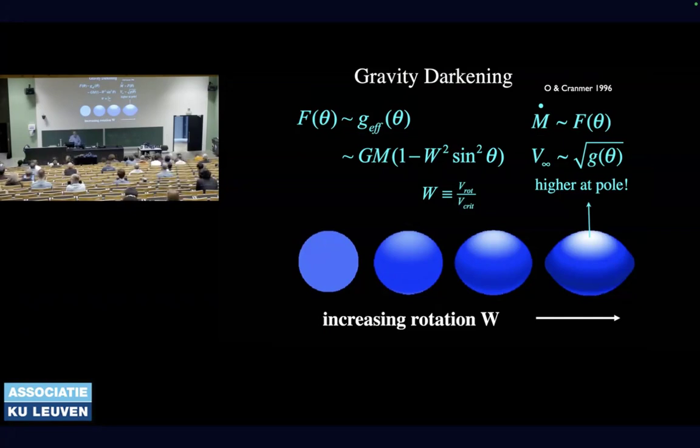Anyway, the point is that the more rapid the rotator, you get more mass loss over the poles and higher speed.